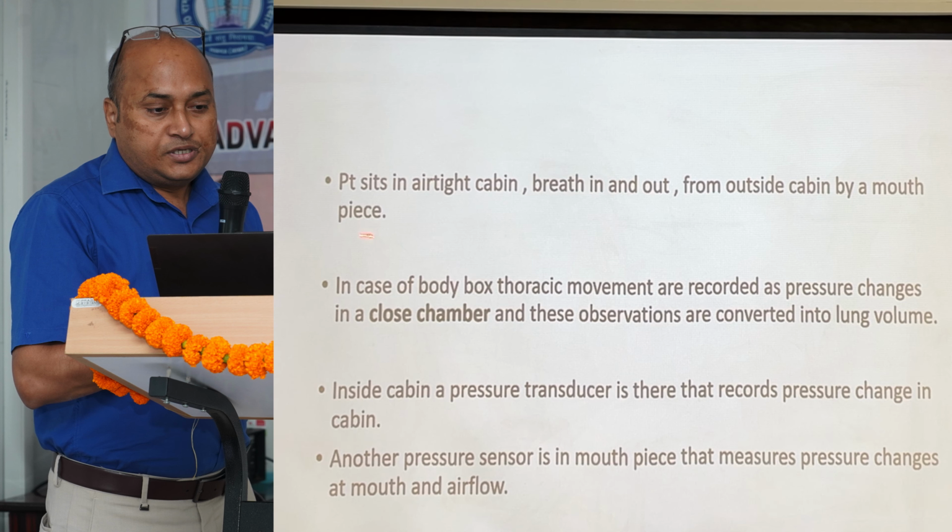These are just a recap. The patient sits in the airtight cabin and breathes in and out through a mouthpiece from outside the cabin. In the body box, thoracic movements are recorded as a pressure change in the closed chamber, and these observations are converted into lung volume. Inside the cabin, a pressure transducer records the pressure change in the cabin, and another pressure sensor at the mouth records the flow at the mouth or alveolar pressure.